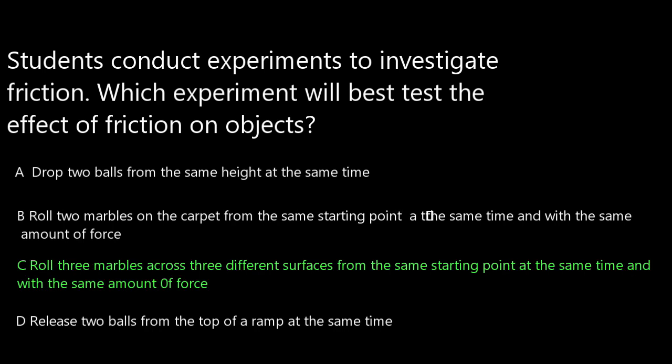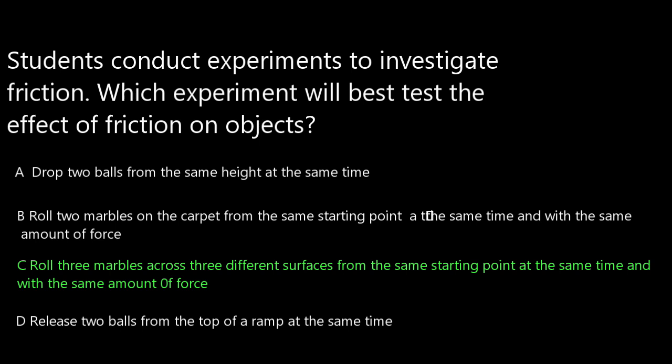The correct answer is C. Rolling three marbles across three different surfaces from the same starting point at the same time with the same amount of force allows us to compare how friction affects each marble on different surfaces. This provides a clear understanding of the role friction plays on various materials.